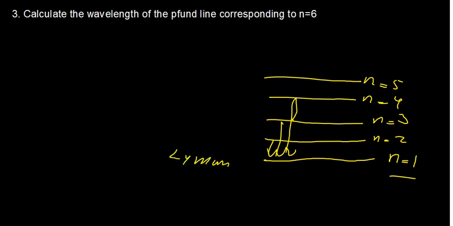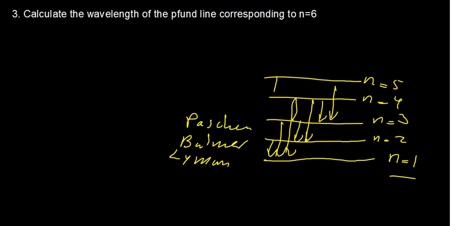So when it reaches the second energy level, that is called the Balmer series. When it reaches the third energy level, regardless of where it is coming from, that is called the Paschen series. Now when it reaches the fourth energy level, that is called the Brackett series. When an electron transitions to the fifth energy level, regardless of where it is coming from, that would be called the p-fund. So this is what they have asked us to find.